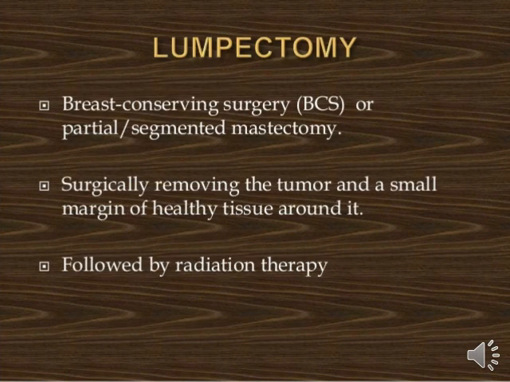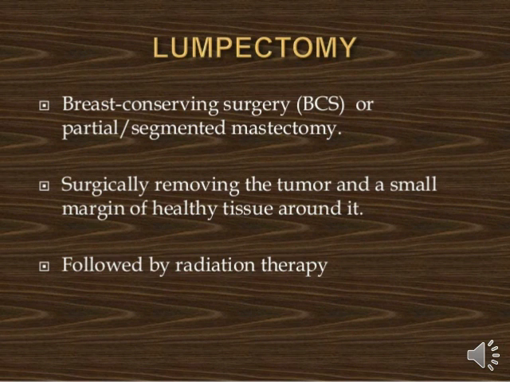First surgery is lumpectomy. Students, what does "tomy" mean? It means removal of a particular part in our body. So here, which kind of part do we remove by the surgery? Breast conserving surgery or partial segmented mastectomy: surgically removing the tumor and a small margin of the healthy tissue around it, followed by radiation therapy. In lumpectomy surgery, we just remove the partial part and the affected part of the lymph node, and this surgery is followed by radiation therapy. Okay, so that is lumpectomy surgery.